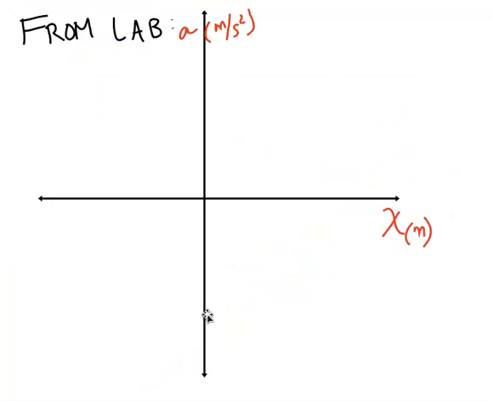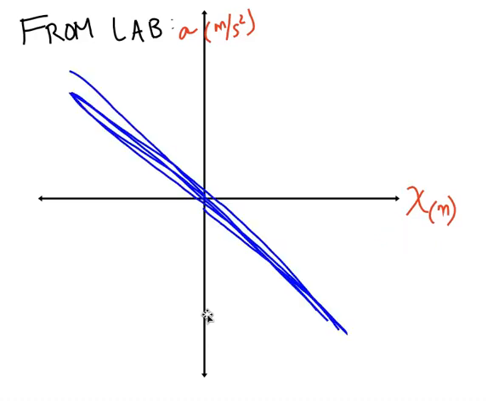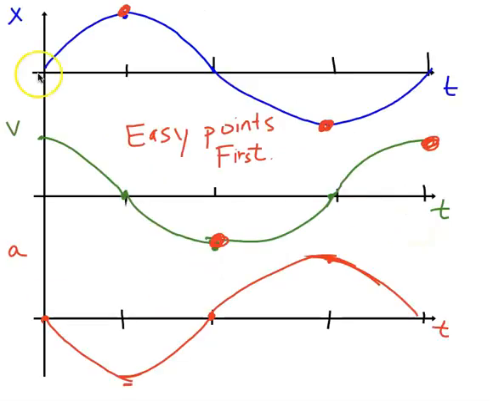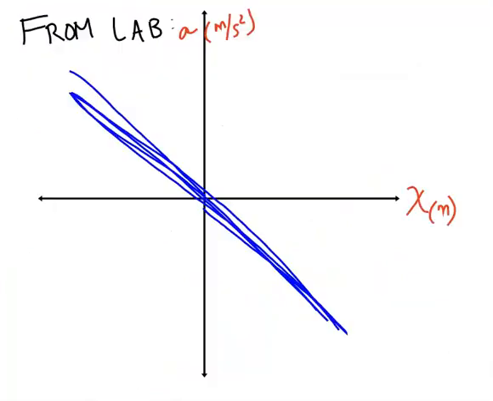But we also saw this other weird graph from our lab. It was kind of funky looking, kind of messy, when we graphed the acceleration versus the displacement. And this actually relates to this inverse pattern, or reflected pattern, that we're noticing between them. What we're noticing here is that when our displacement is positive, our acceleration is negative. When our displacement is negative, our acceleration is positive.